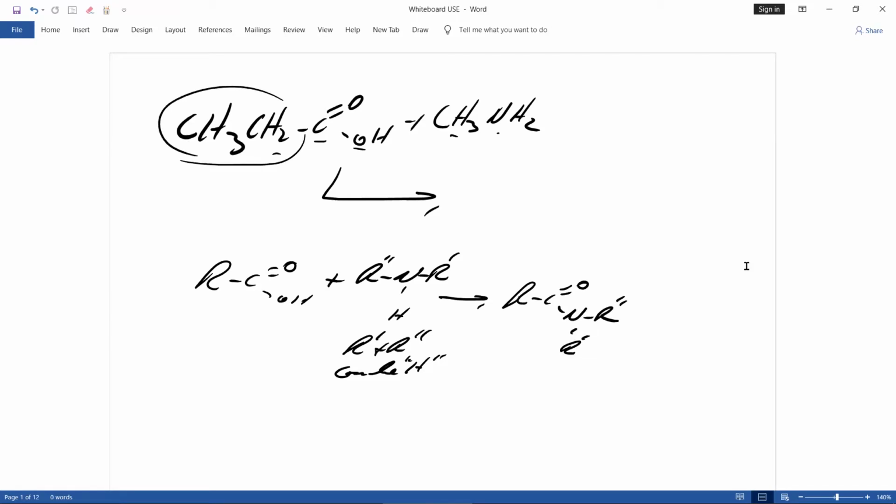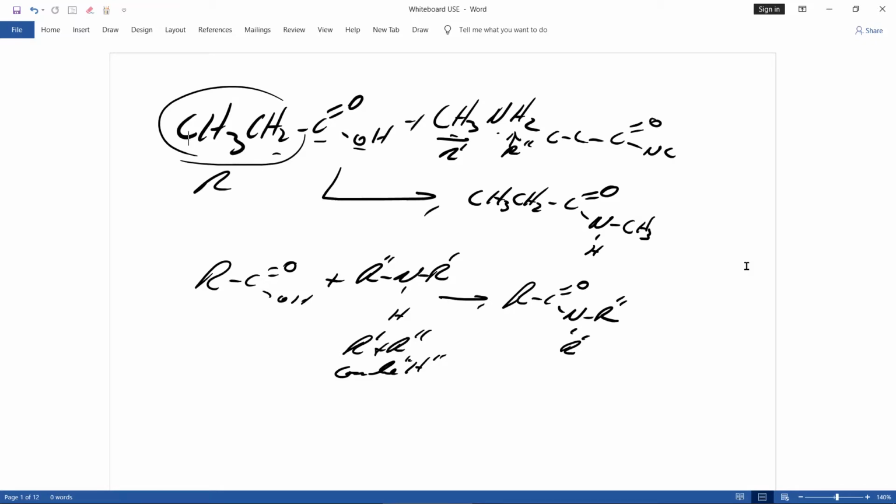In this case, here's my R group. R prime, I'll call methyl. One of these hydrogens is R double prime. So what I get, my R group, remember you don't break carbon-carbon single bonds, carbonyl, nitrogen, and I have on there a methyl and a hydrogen. It's one way. You could have written it also this way. And either way is correct.